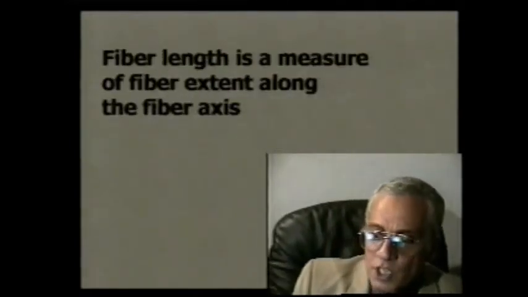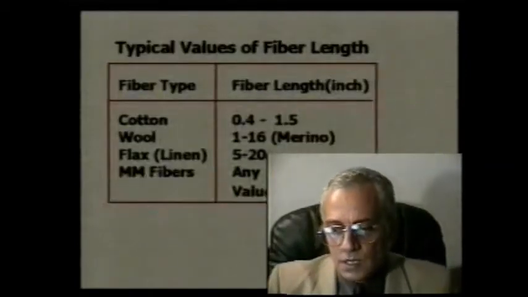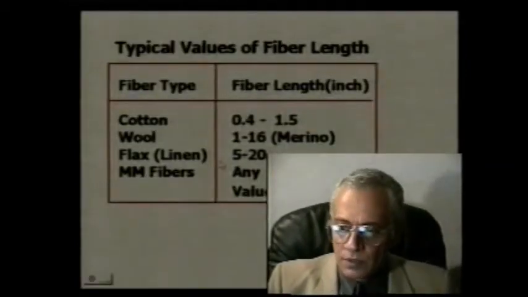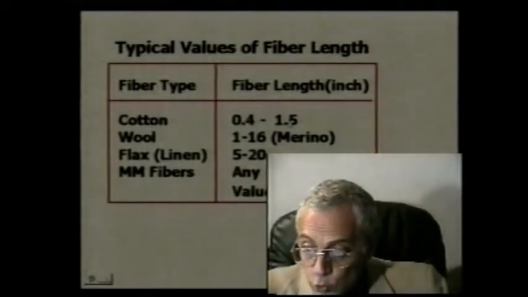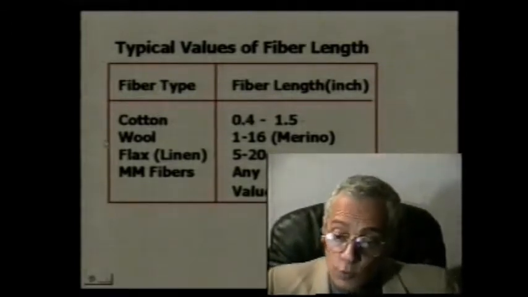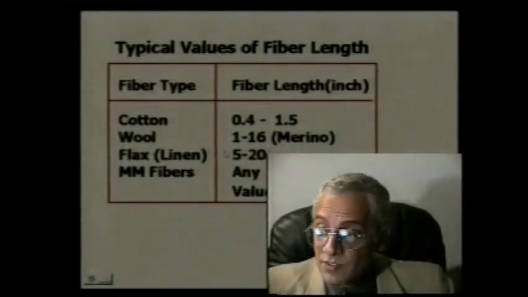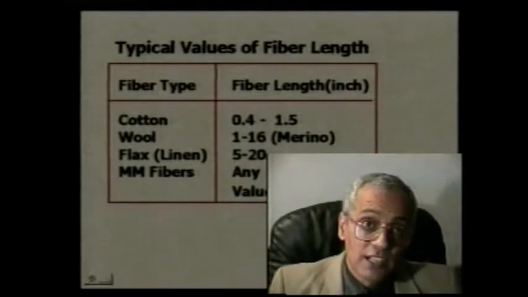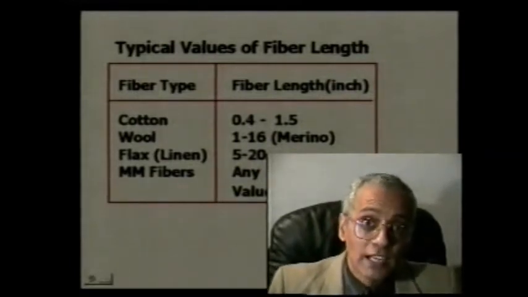Fiber length is a measure of fiber extent along the fiber axis. Typical values of fiber length, in case of cotton, we may have a length ranging from 0.4 to 1.5 inch. In case of wool, from 1 to 16 inch. In case of flax, 5 to 20. And of course, just like in case of fineness, man-made fibers can be cut into any length.